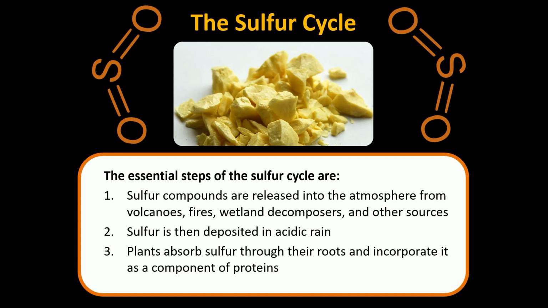so it's a pretty important piece of the puzzle. The sulfur cycle does have an atmospheric component, like most of the other biogeochemical cycles do, the only exception being the phosphorus cycle, which has no atmospheric component. And the steps of the sulfur cycle go like this. Sulfur compounds are released into the atmosphere from volcanoes, from fires, from wetland decomposers, and from other sources.